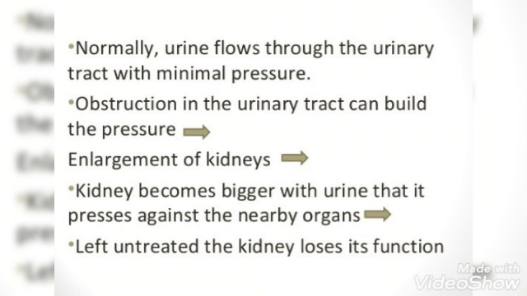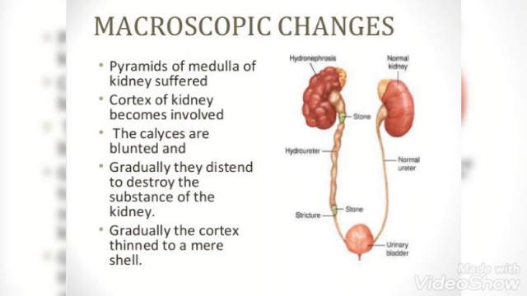Normally the urine flows through the urinary tract with minimum pressure. Obstruction in the urinary tract can build the pressure, and that will result in enlargement of the kidney, hypertrophy. Kidney becomes bigger with urine so that it presses against the nearby organs. If left untreated, the kidney loses its function. So the stasis of urine will result in pressure, back pressure.